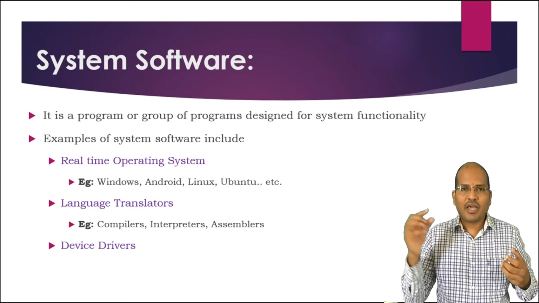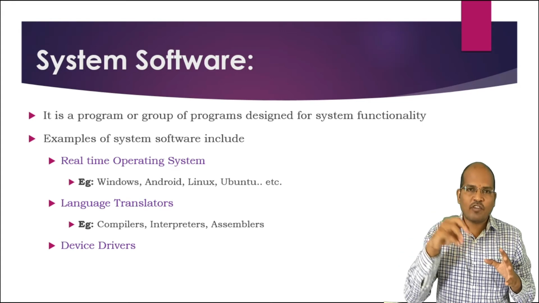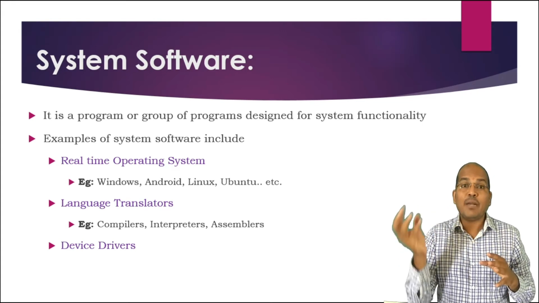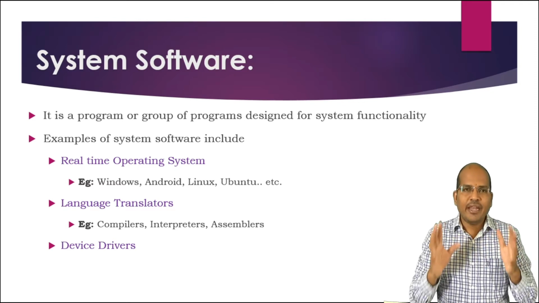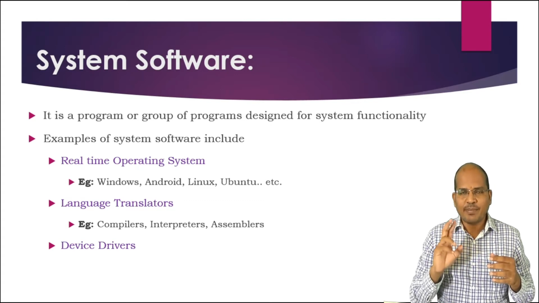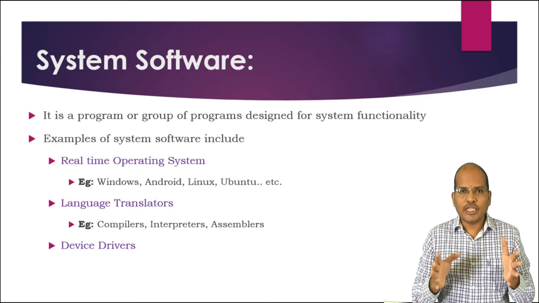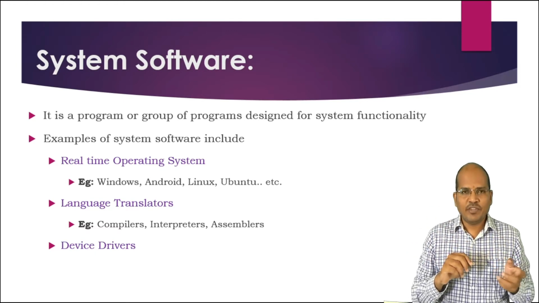For example, when you connect a printer to your laptop, to make the printer work, you need to install the printer software in your laptop. So that printer software is called a device driver. Similarly, any IO device you plug into your machine should have device drivers. Only when the device drivers are present, the machine or the OS will identify that device. So device driver is also an example of system software.